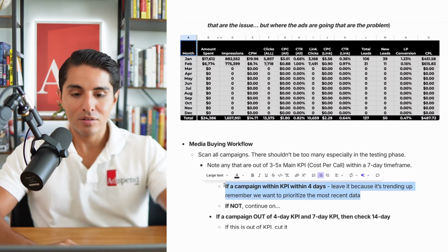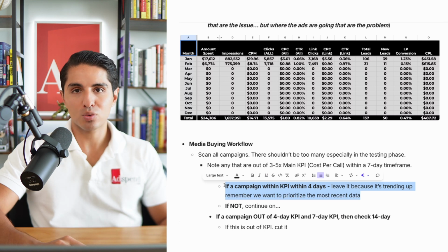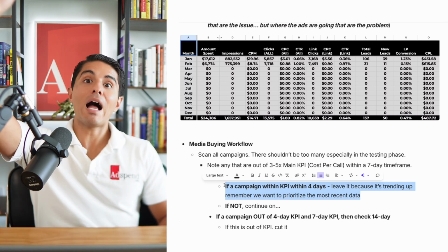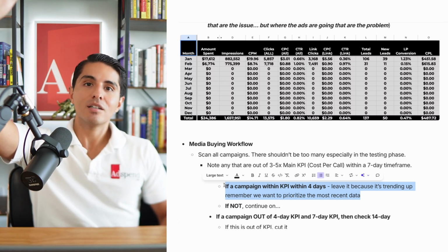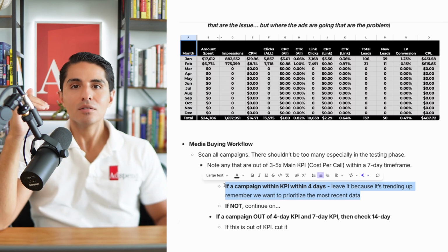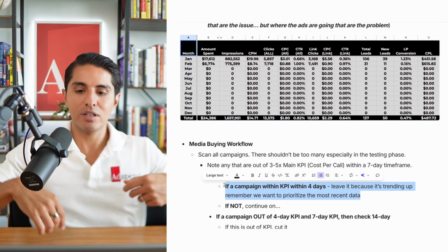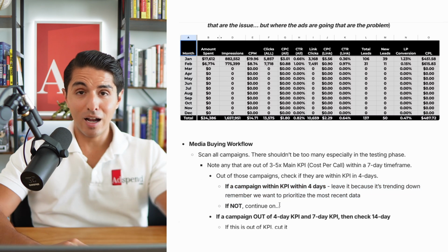And remember, right, we want to prioritize the most recent data. So if it goes from, for example, 1,000 on day 1, to day 4 being like 500, you want to keep it, obviously, right? It's trending downward in this case, not trending up, but downward. If not, continue on, right?